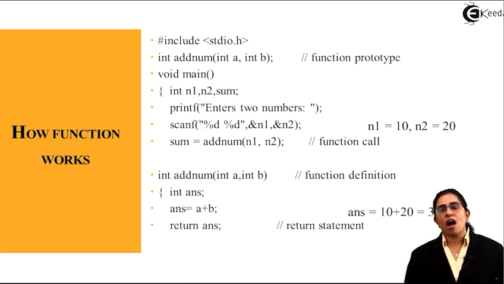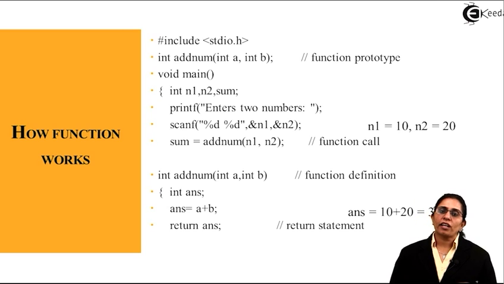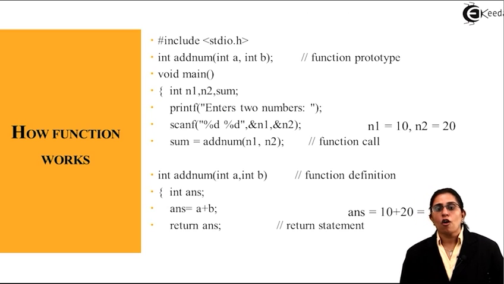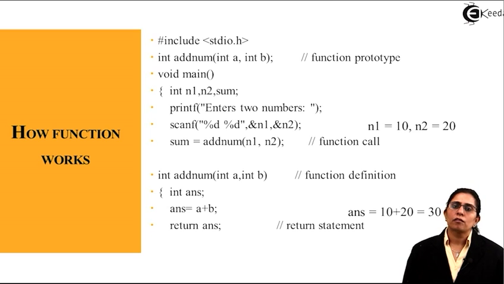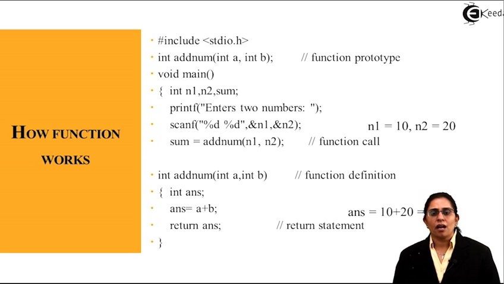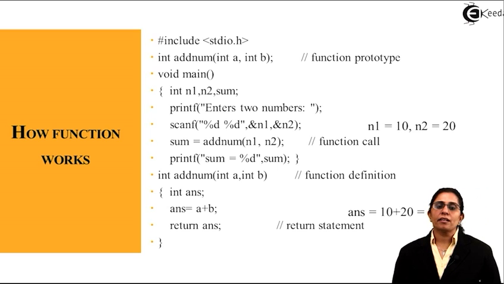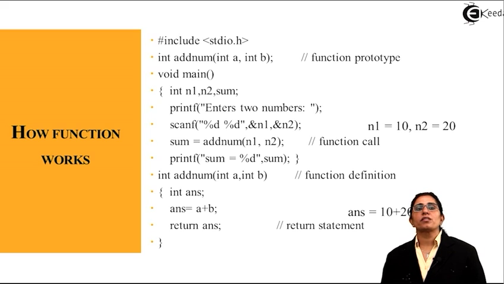I say return answer. Now what does this return answer specify? Return answer means whatever I have calculated in this function will be returned to the calling point from where this particular function was called, that is, at the location where my function call was written. That statement was sum is equal to add(num n1, n2). So this answer will go and get reflected in the variable known as sum. So when I printf sum is equal to %d, sum, my output will be 30.